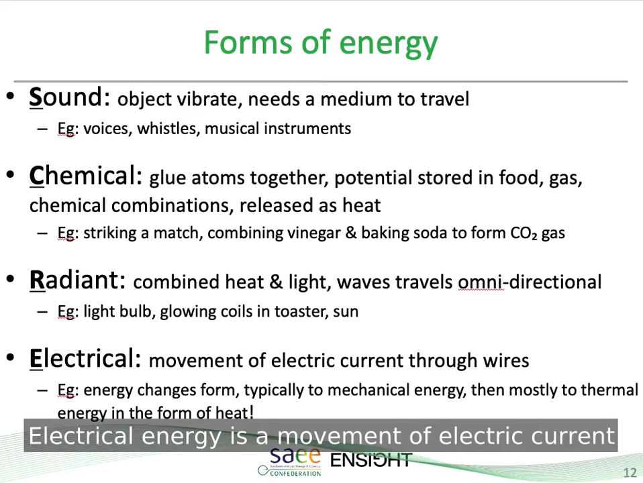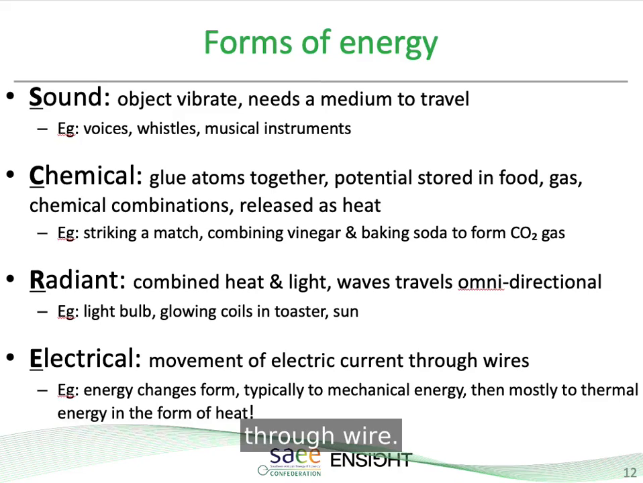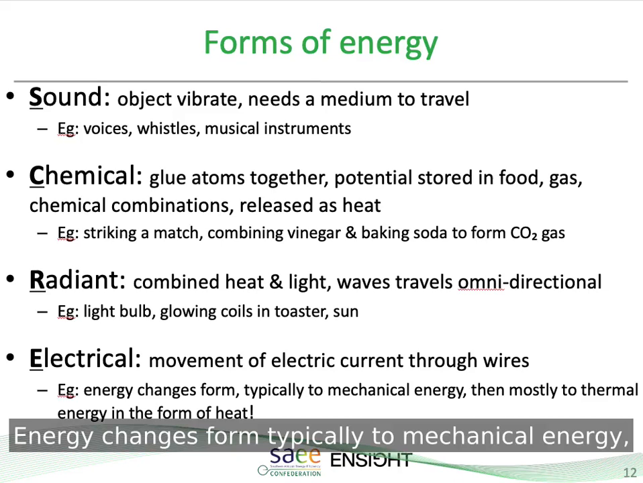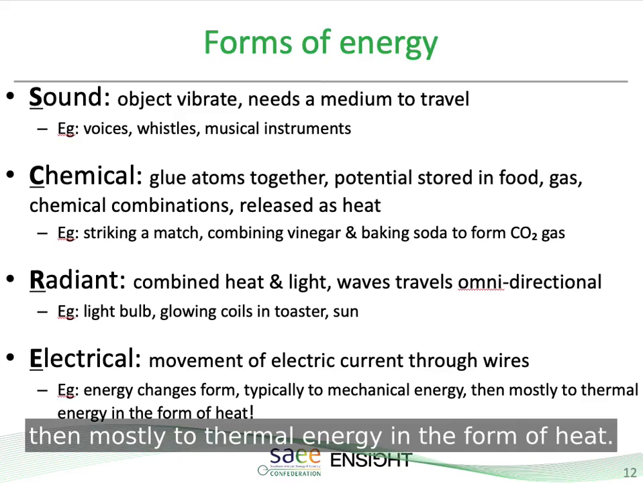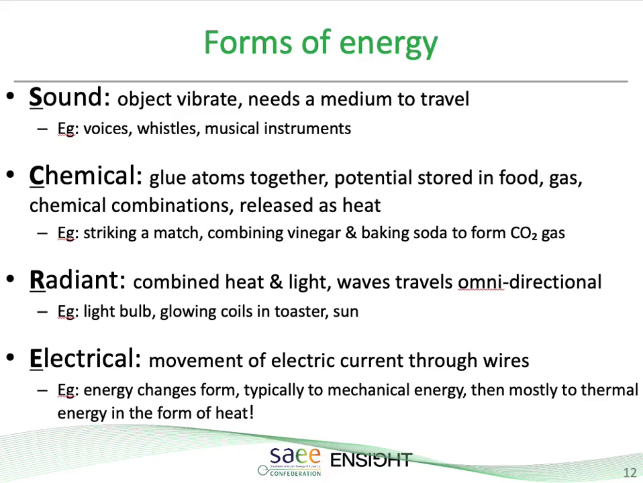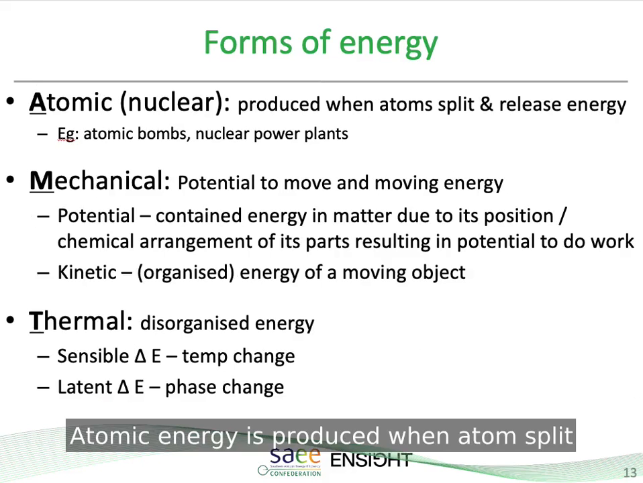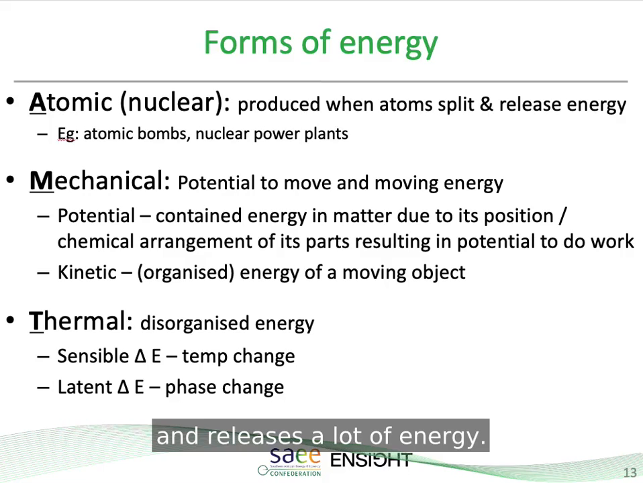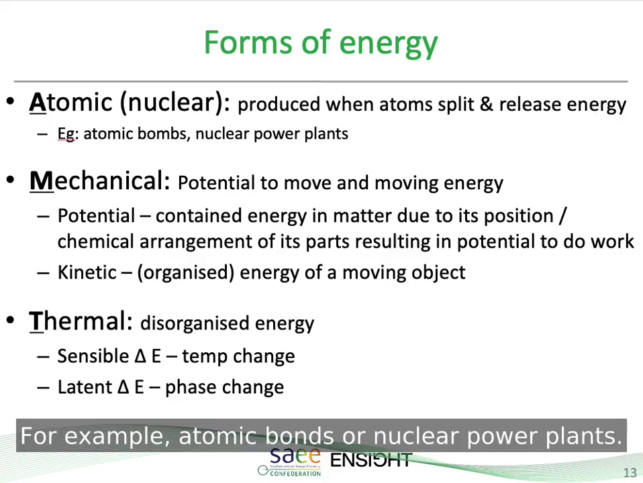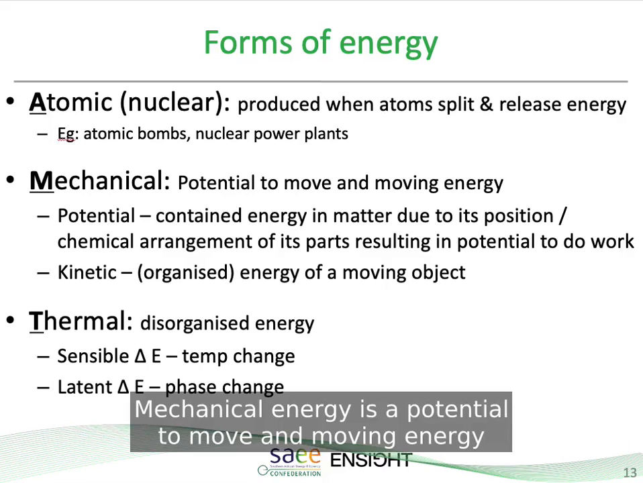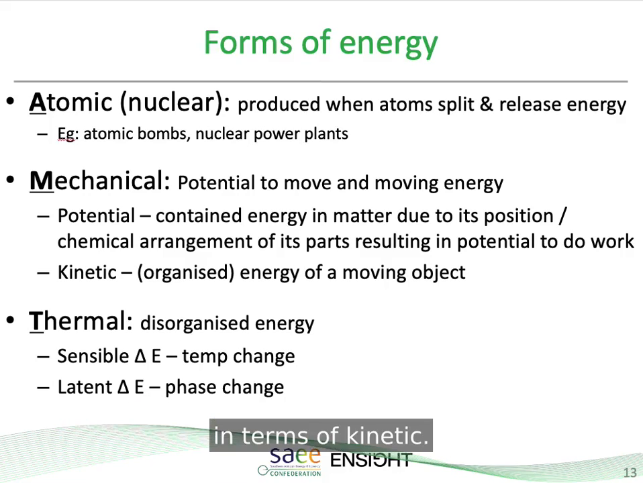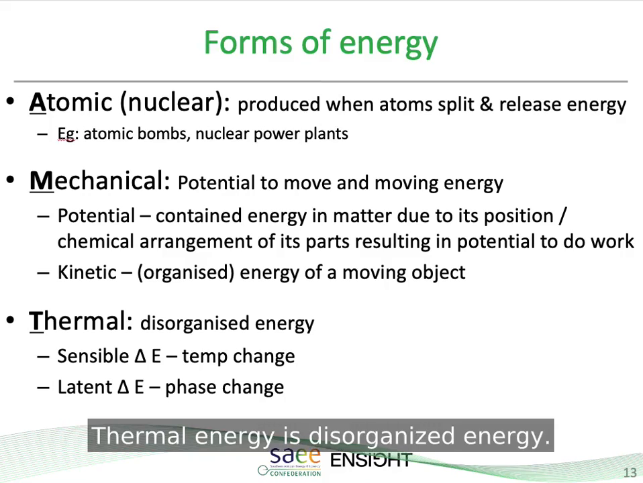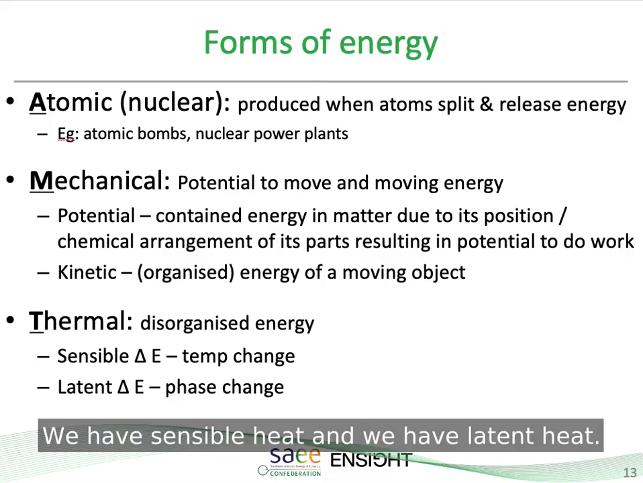Electrical energy is a movement of electric current through wire. Energy changes form, typically to mechanical energy, then mostly to thermal energy in the form of heat. Atomic energy is produced when atoms split and releases a lot of energy, for example atomic bombs or nuclear power plants. Mechanical energy is a potential to move and moving energy in terms of kinetic. Thermal energy is disorganized energy. We have sensible heat and we have latent heat.